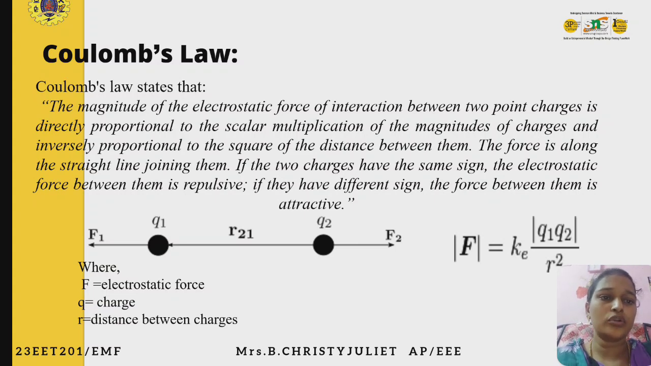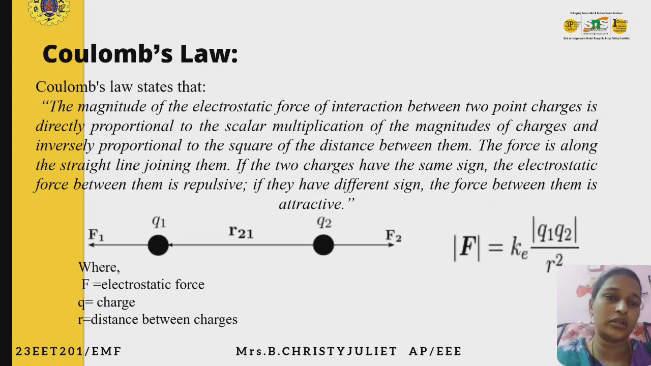The force acting on the two charges is either repulsive or attractive. If the force between them is repulsive, then the sign will be minus. If the force between them is attractive, then it will be indicated through a plus sign. In a mathematical way, we can say F is directly proportional to Q1 Q2 by R square. Here the distance between the two charges Q1 and Q2 is represented as R21. Therefore the magnitude of the force, modulus of F, is proportional to Q1 Q2 by R square.